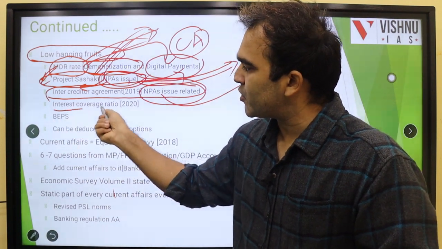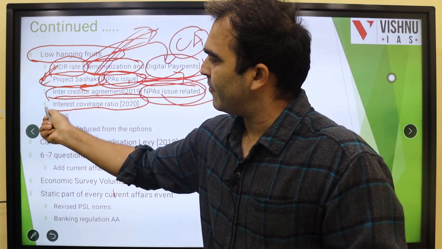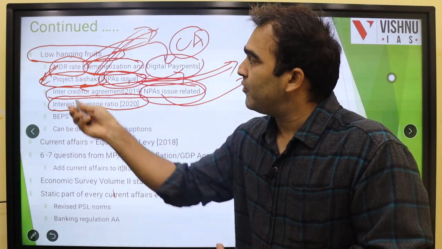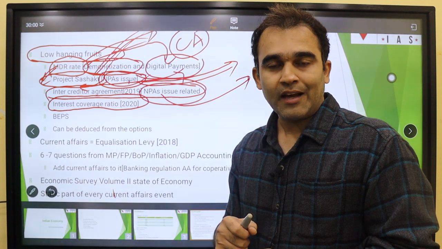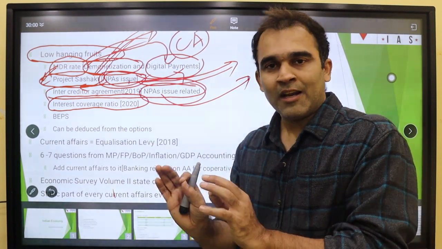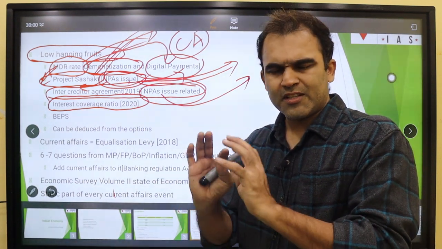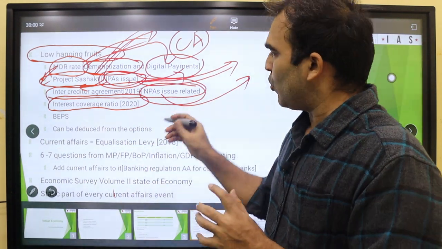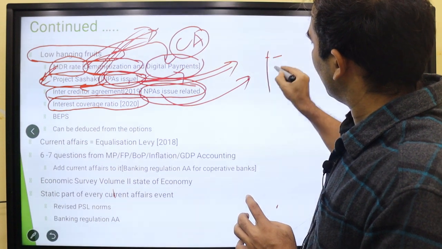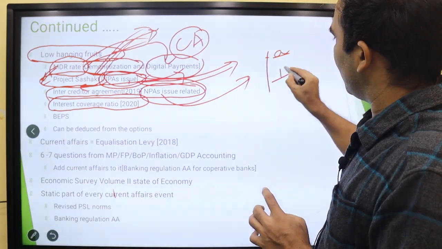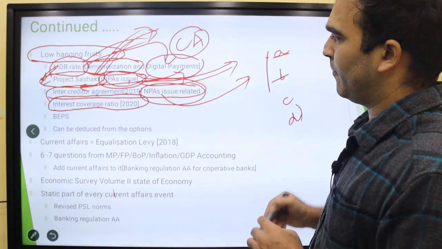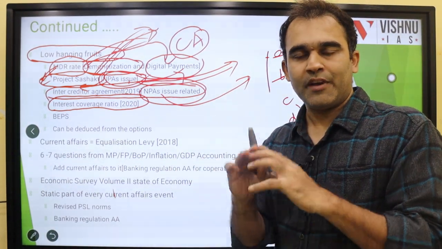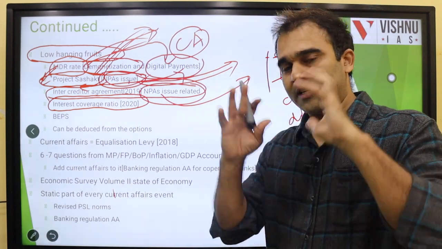Likewise, interest coverage ratio last year. See, the advantage of these low-hanging fruits is that with minimal effort, with some basic understanding of the subject, you can figure out the answers from the options that are given, if you're smart enough, and if you know basics of economy, not economics.